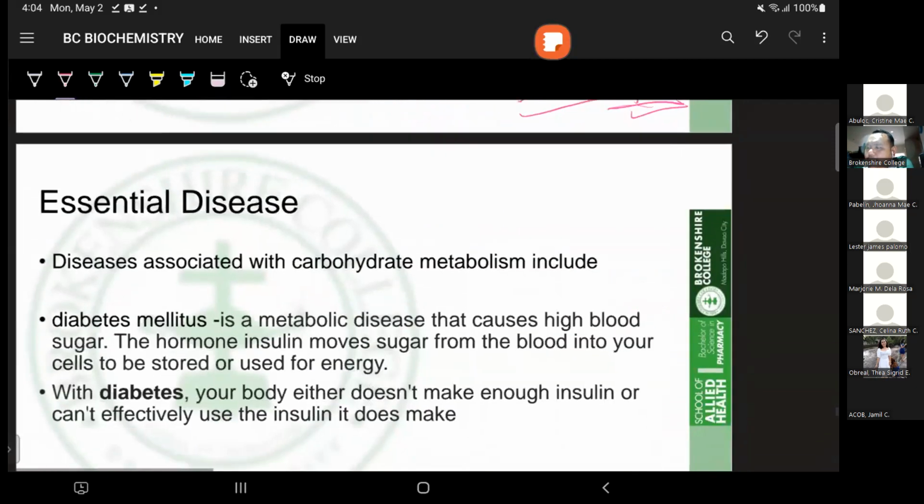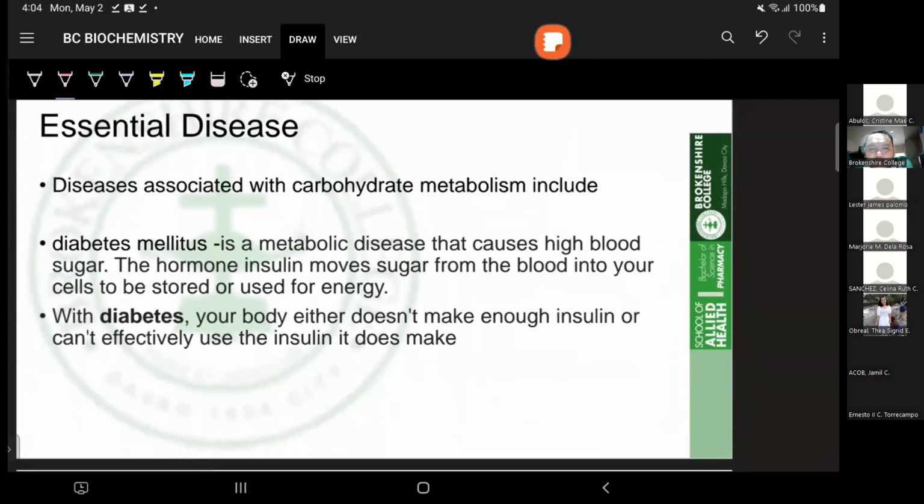Okay. Essential diseases which are related to carbohydrates are the following. Okay? Malapit na tayong matapos class, no? Five slides na lang. Tapusin na natin to. Okay, essential diseases. Diseases associated with carbohydrate metabolism include diabetes mellitus, no?